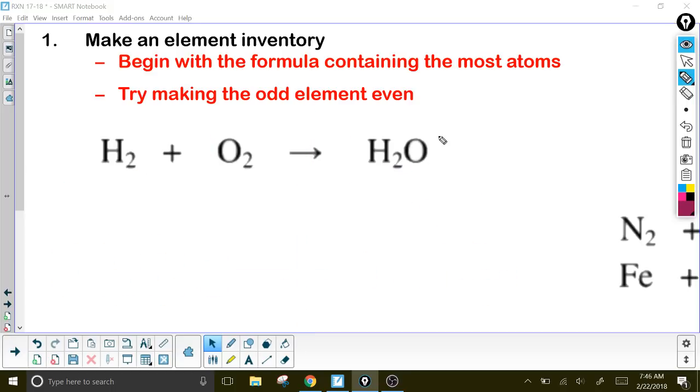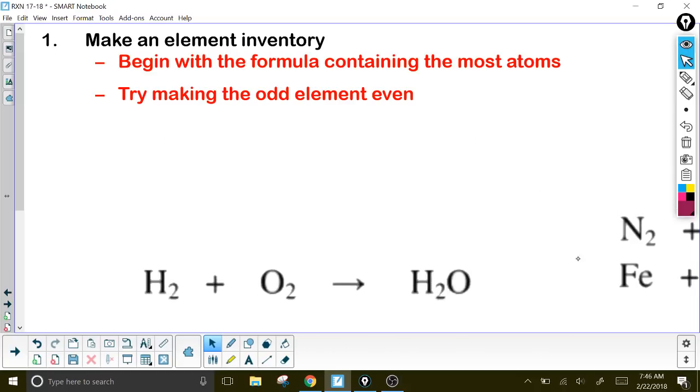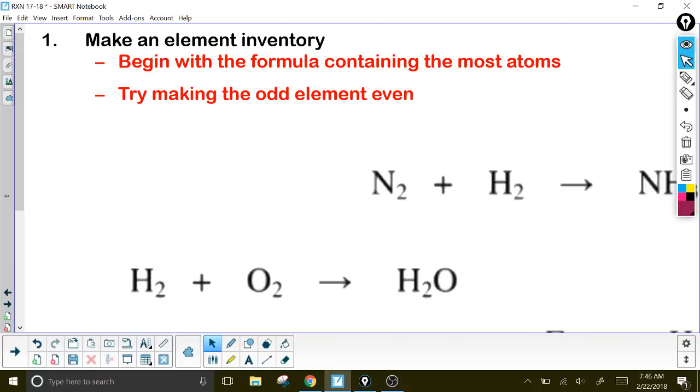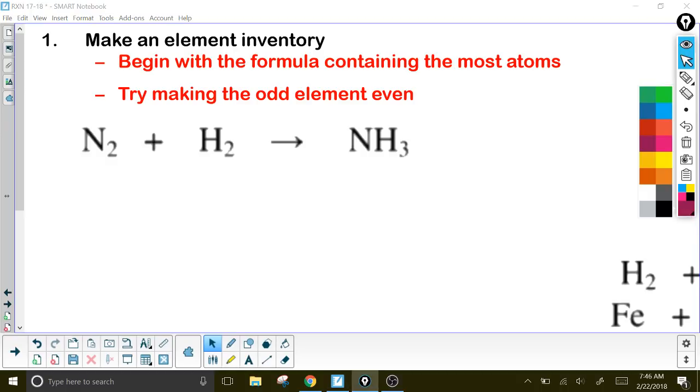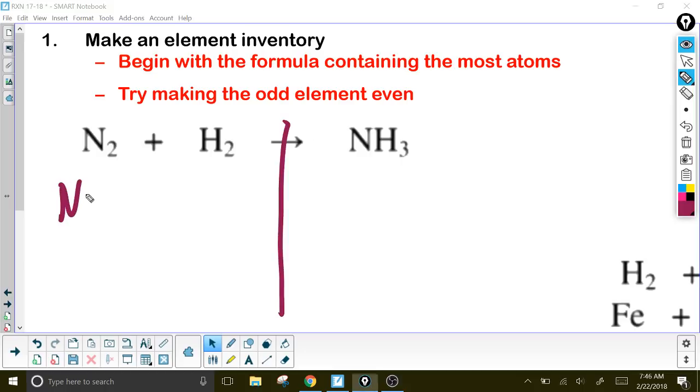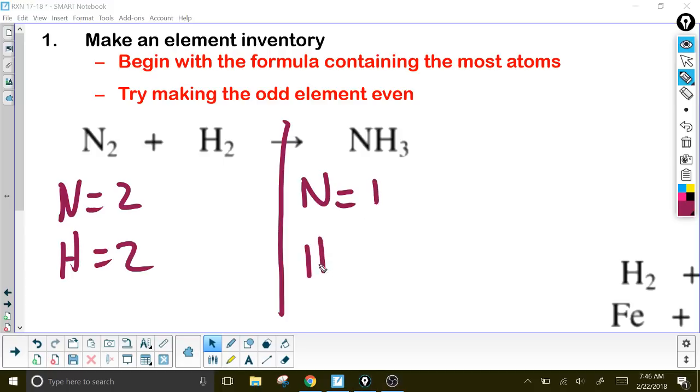The next one that we want to do is our odd-even mismatch. I'd like to do our odd-even mismatch because that is a very, very common thing to do. So do an element inventory: N equals 2, H equals 2. On this side, put your N straight across from the N on this side. N equals 1, H equals 3.